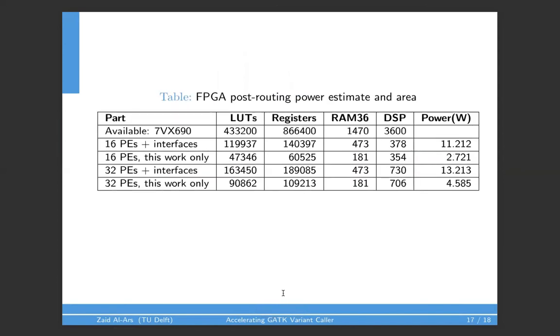Looking at the power utilization of our system, we see that the 16 processing element system, including the interfaces that are implemented for data management and copy, uses up to 11 watts of power. However, the systolic array itself that is implemented by this work specifically consumes only 2.7 watts of power, which is a marginal portion of the power utilized. If we increase the number of processing elements from 16 to 32, this will increase the power of the processing elements themselves from 2.7 to 4.6 watts, keeping the interface power more or less constant, increasing marginally from 11 to 13 watts.